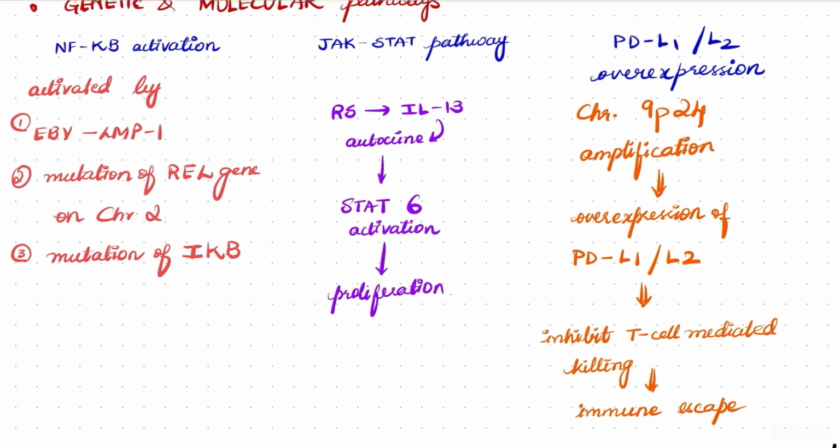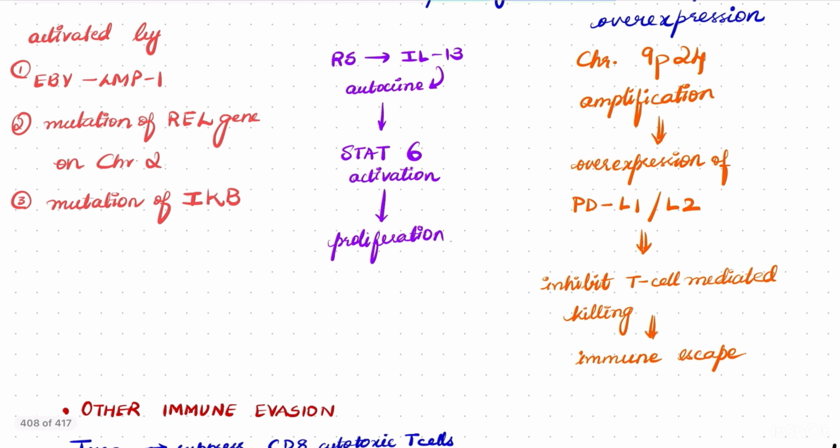So NF-kappa B activation, due to certain mutations, is brought about by the Epstein-Barr virus LMP1, as we have studied in the role of Epstein-Barr virus. Other than that, there can be mutation of the REL gene. On chromosome 2, for example, there are two copies of the chromosome. There are two sets of chromosomes.